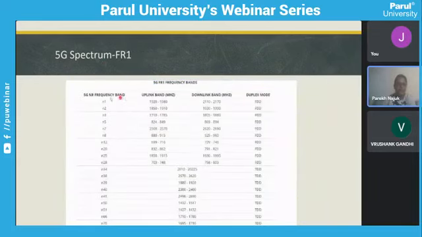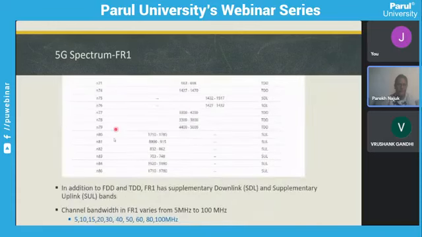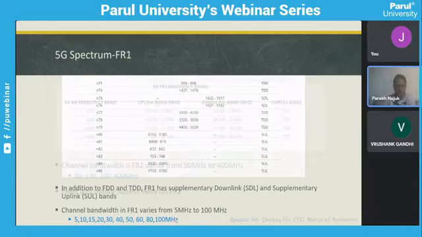Now this table gives all the frequency bands you can see over here, N1, N2, N3, and the uplink band and downlink band. On the FDD, you will have both uplink and downlink, which are separated. And for the TDD, you will have only one band of frequency. This is for the FR1, and it varies from 5 to 100 megahertz. The maximum frequency bandwidth you can have is 100 megahertz.